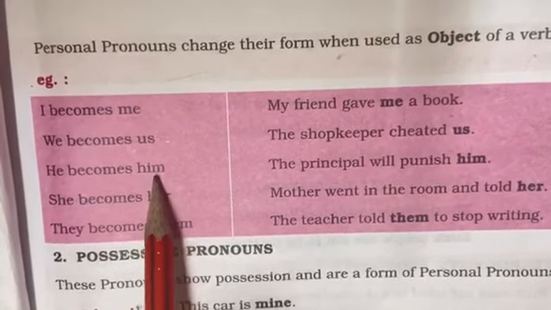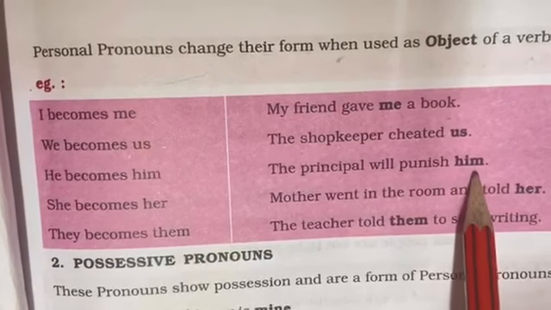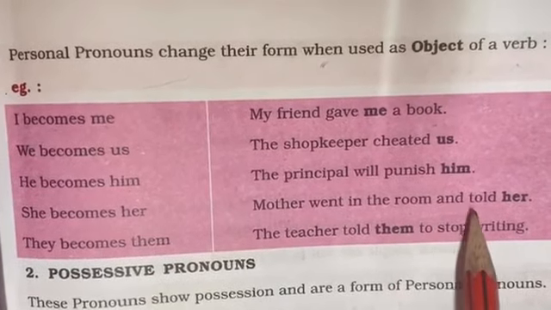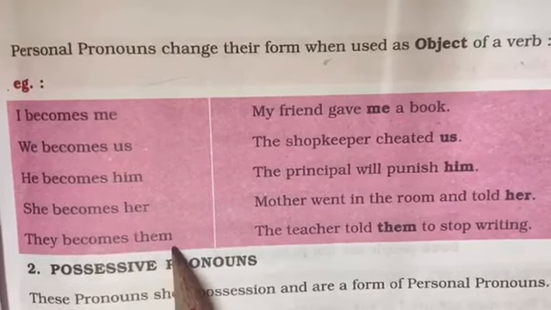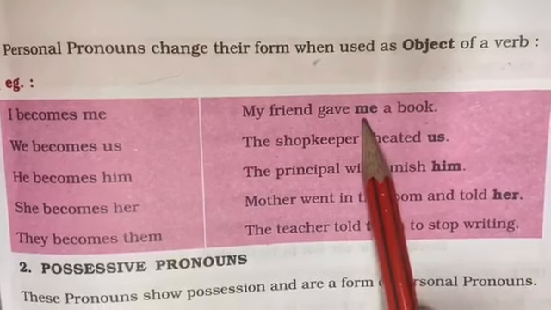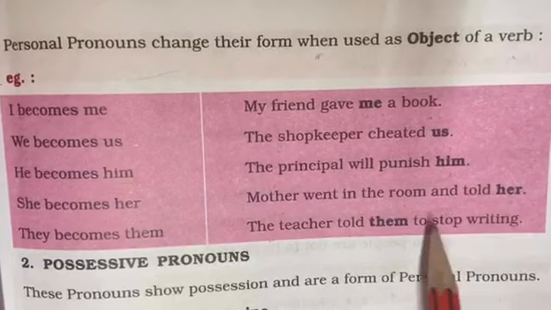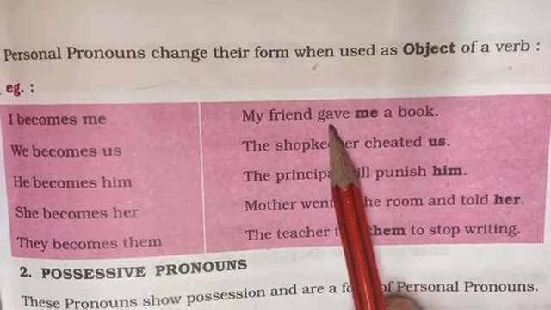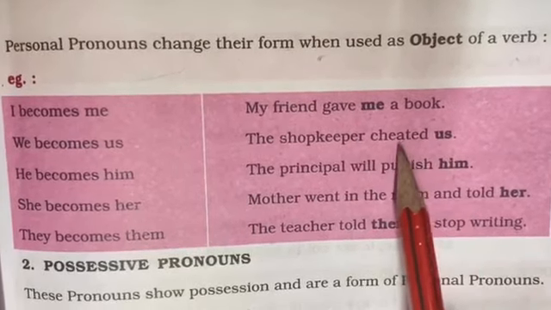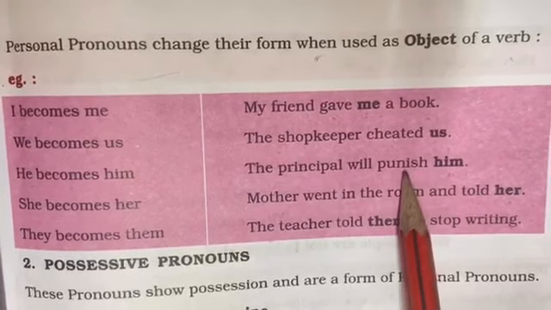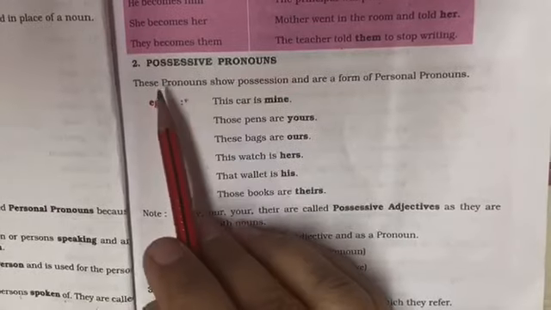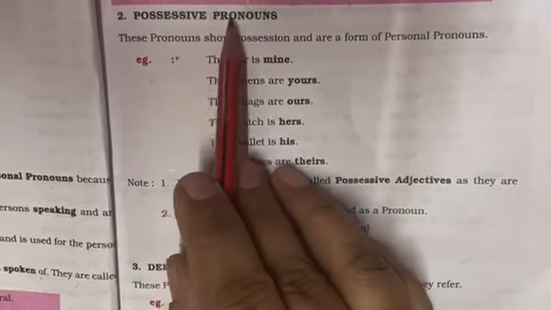He becomes him. The principal will punish him. She becomes her. Mother went into the room and told her. They becomes them. The teacher told them to stop writing. So here you can see me, us, him, her, and them have been used as objects of verbs, like me is the object to the verb gave, us is the object to the verb cheated, him is the object to the verb punish, her to told, and them to told in this sentence.